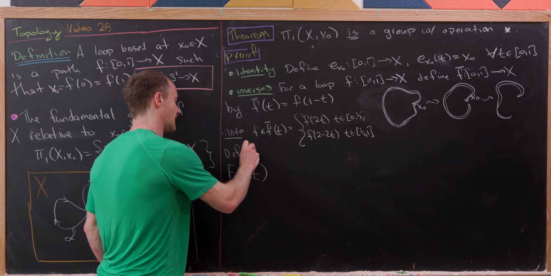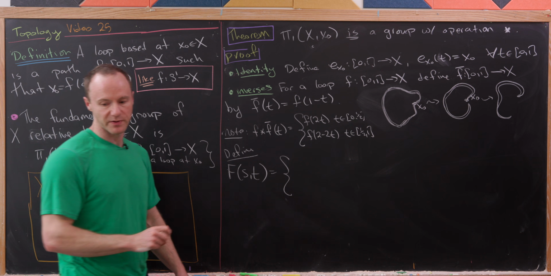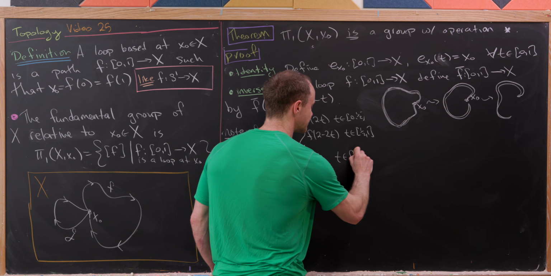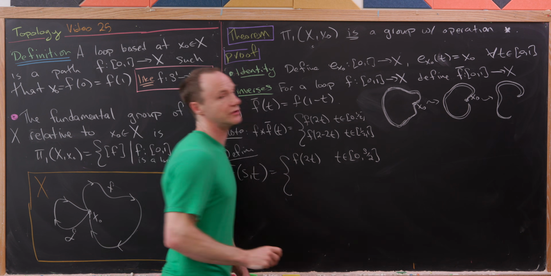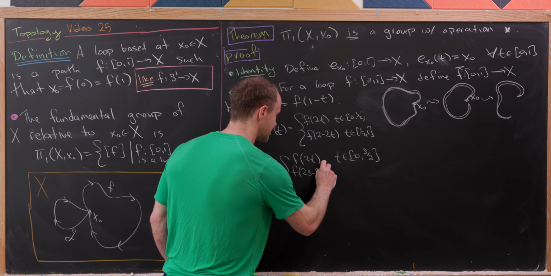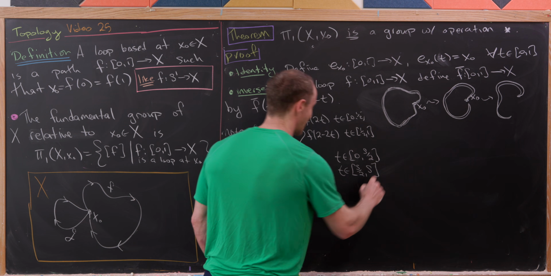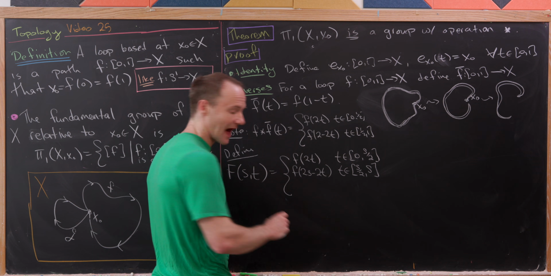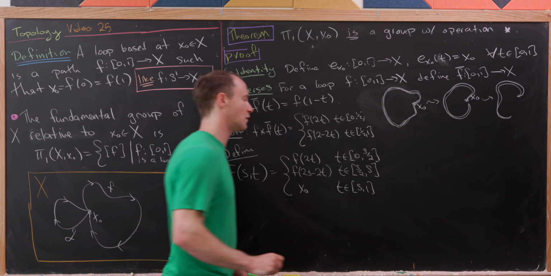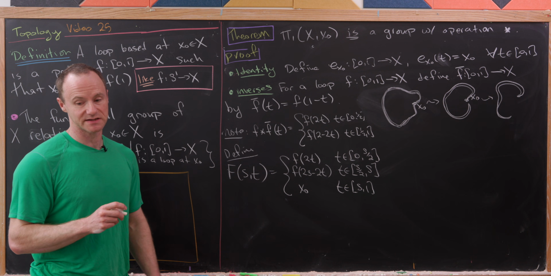So let's define f of s, t like this. It's kind of goofy, but it all works out. So this is going to be f of 2t when t is on the interval from 0 to s over 2. And then it's going to be f of 2s minus 2t, and that's going to be when t is on the interval from s over 2 to s. And then after that, it's going to be simply equal to x naught. So that's going to be when t is on the interval from s to 1. Recall that s is between 0 and 1, so all of this kind of makes sense.